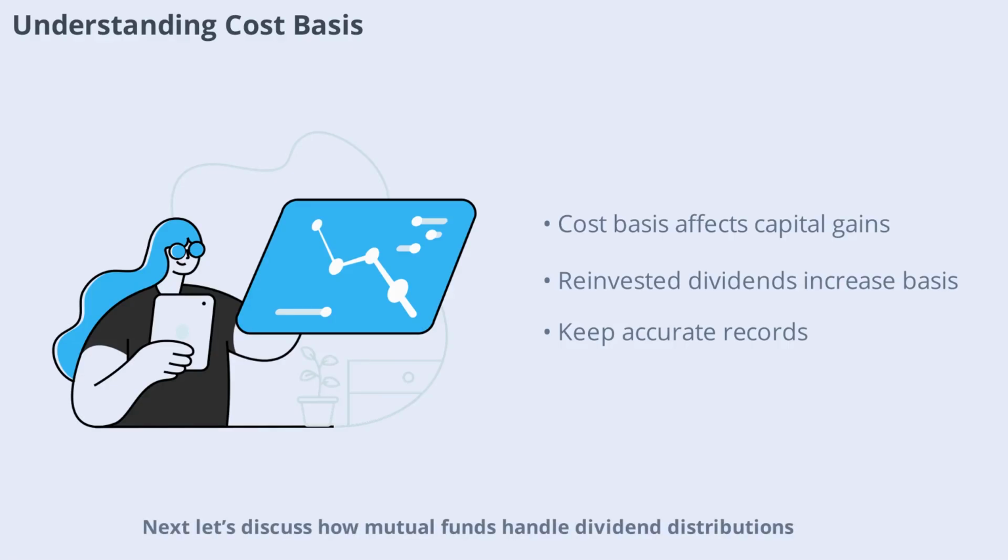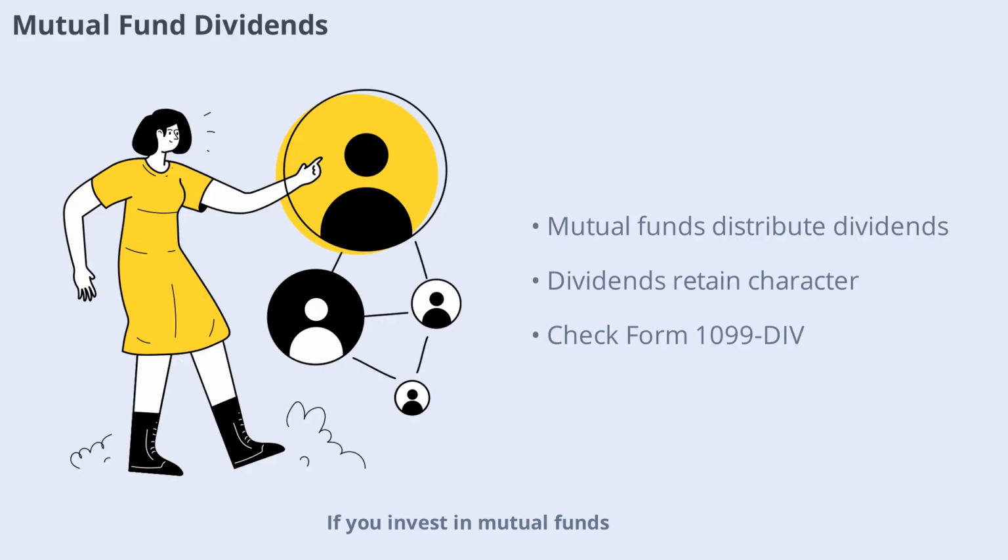Next, let's discuss how mutual funds handle dividend distributions. If you invest in mutual funds, you may receive dividend distributions from the fund's holdings. These dividends are typically passed through to investors and retain their character as qualified or ordinary, depending on the underlying investments. You'll receive a Form 1099-DIV from the fund, detailing the amounts and types of dividends. It's important to review this form carefully and report the income correctly.